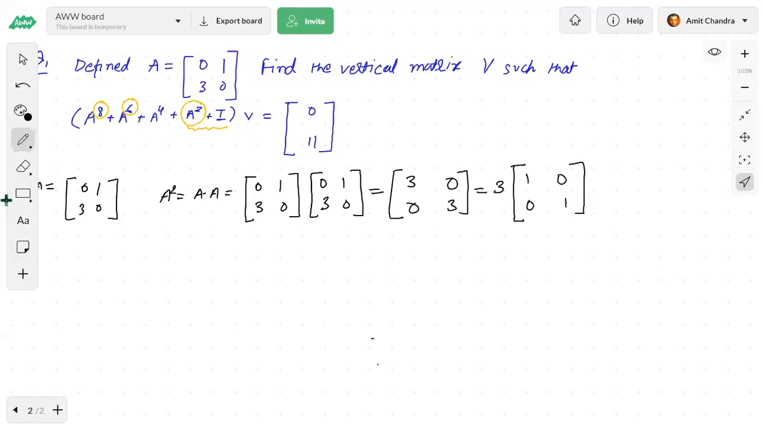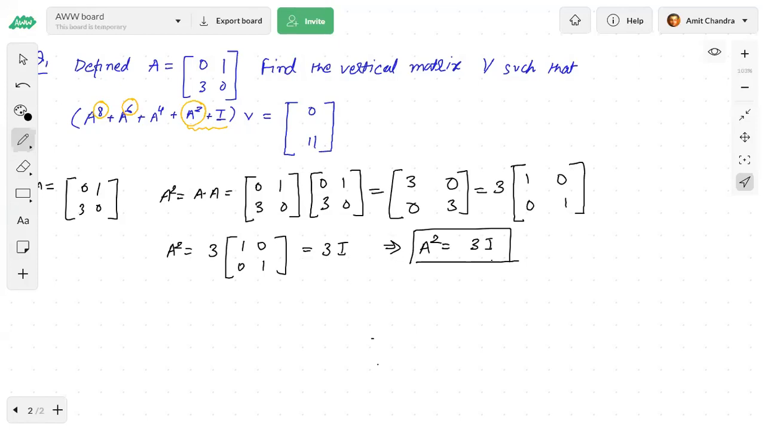So what is the value of a square we are getting from here? So a square is equal to 3 into [the matrix], right? And what is this? 3 into I, right? So what is the value of a square? Here we are getting a square is equal to 3I. Till here everything is okay.